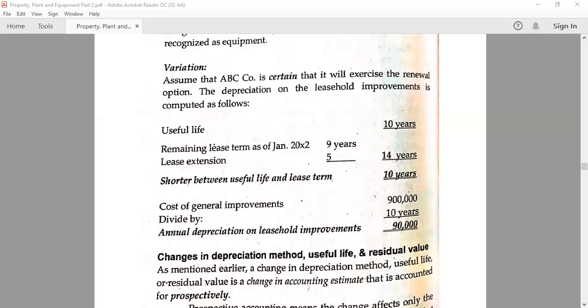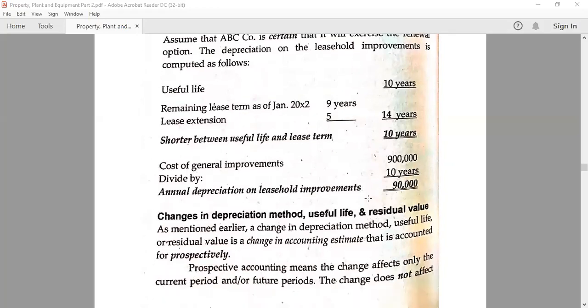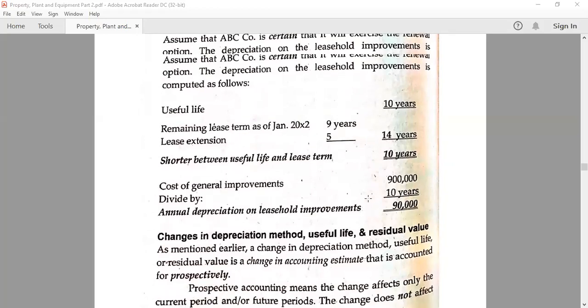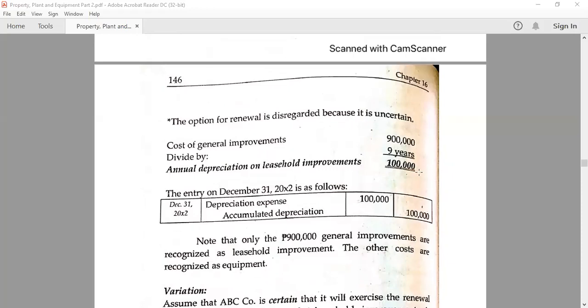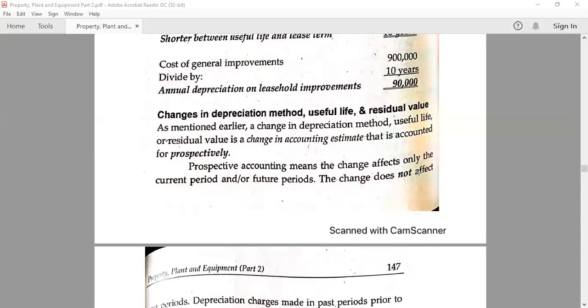Now, what if, for example, ABC company will exercise the renewal option? So this would make our overall lease term as 14 years. And the shorter of the two would be 10 years. So that's why 900,000 divided by 10 years, 90,000. A while ago, that's 9 years, 100,000. All right, so that's for leasehold improvements.